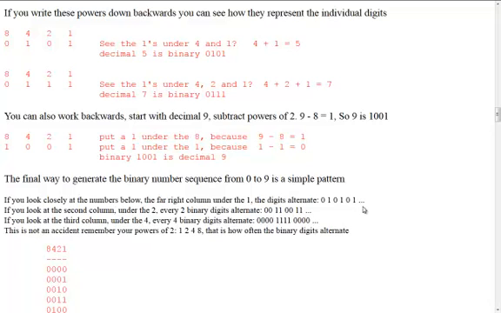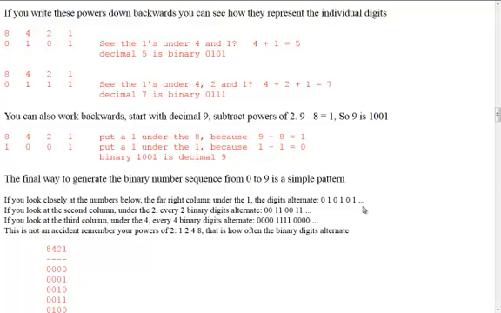Let's do it again. Write down 8, 4, 2, 1. Underneath it, put 0, 1, 1, 1. See the ones under 4, 2, and 1? 4 plus 2 plus 1 equals 7. Decimal 7 is binary 0, 1, 1, 1.